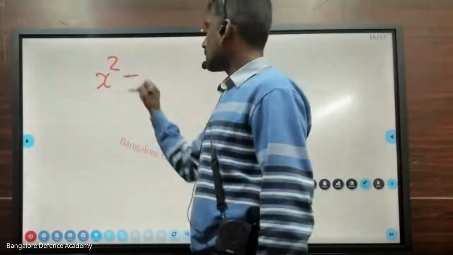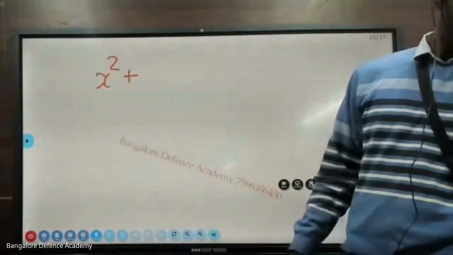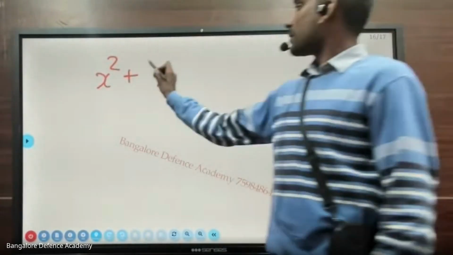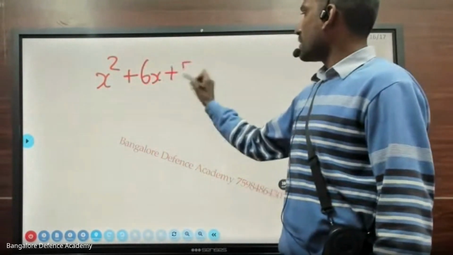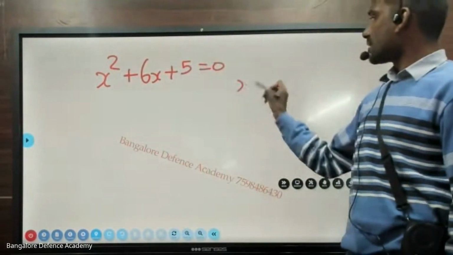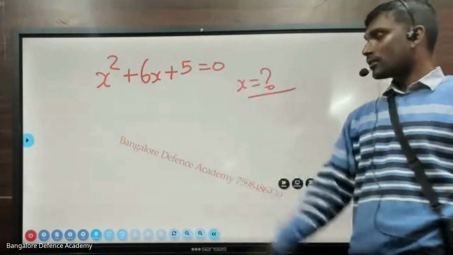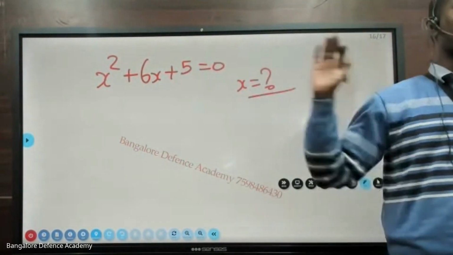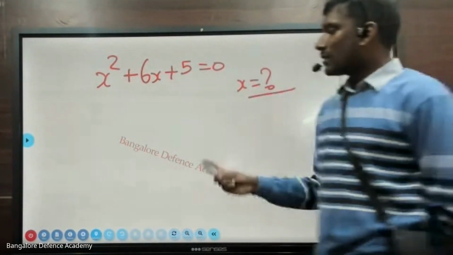x square plus 6x plus 5 is equal to 0. If the question is asking what is the value of x, you have to find the value of x. There are many methods. One is called the factorization method, the other is with the formula. I have given you the formula right now.